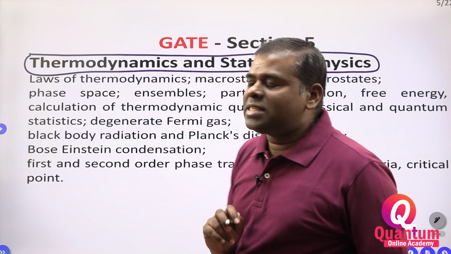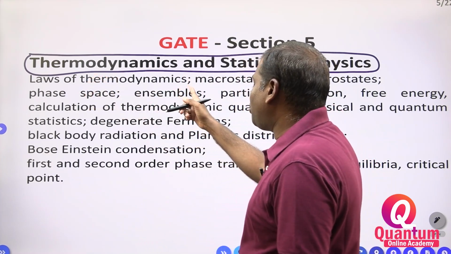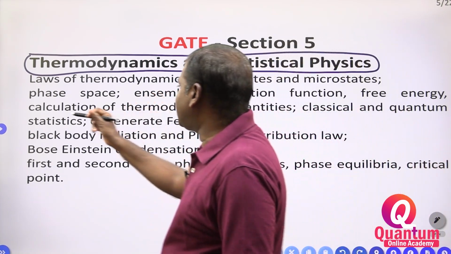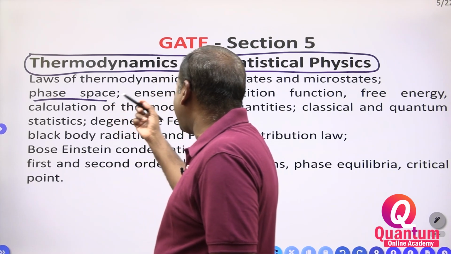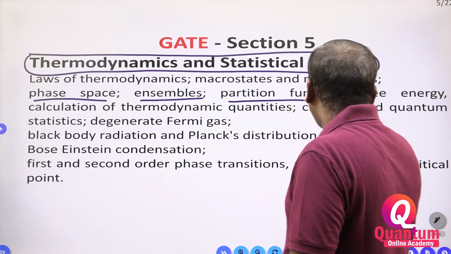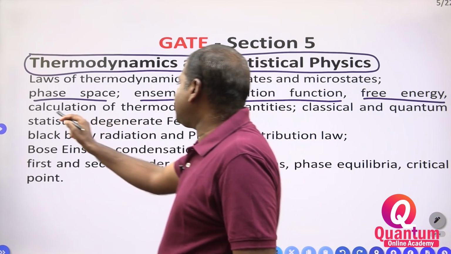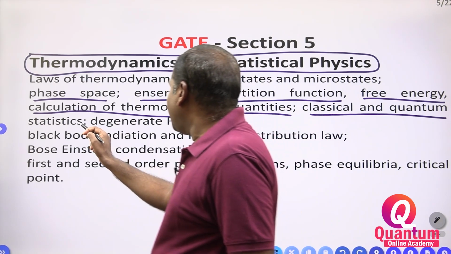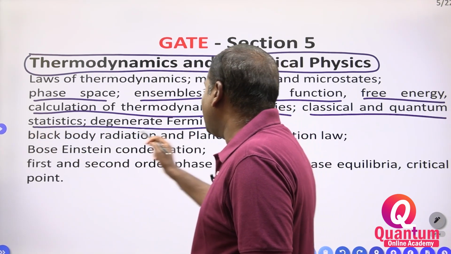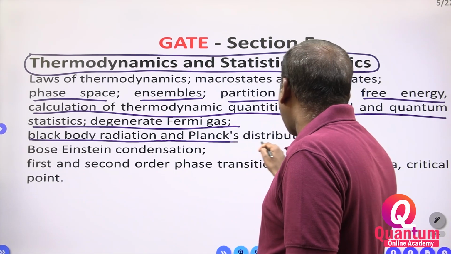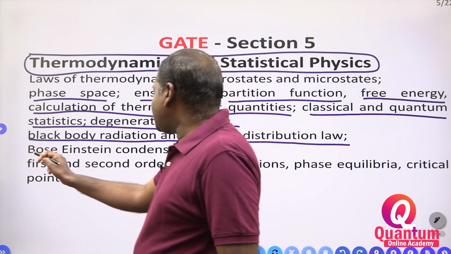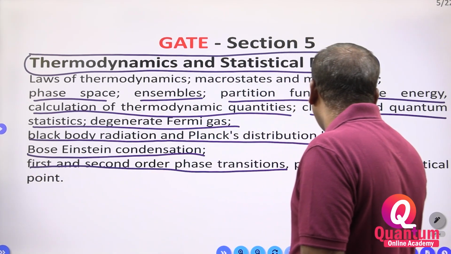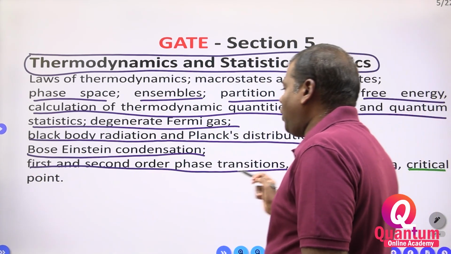In Thermodynamics and Statistical Physics, laws of thermodynamics are there. Macro states and micro states are there. Phase space is there. Ensembles, partition functions, free energy, calculation of thermodynamic quantities, classical and quantum statistics, degenerate Fermi gases, Blackbody radiation, Planck's distribution law, Bose-Einstein condensation, first order and second order phase transitions, phase equilibrium, critical point.